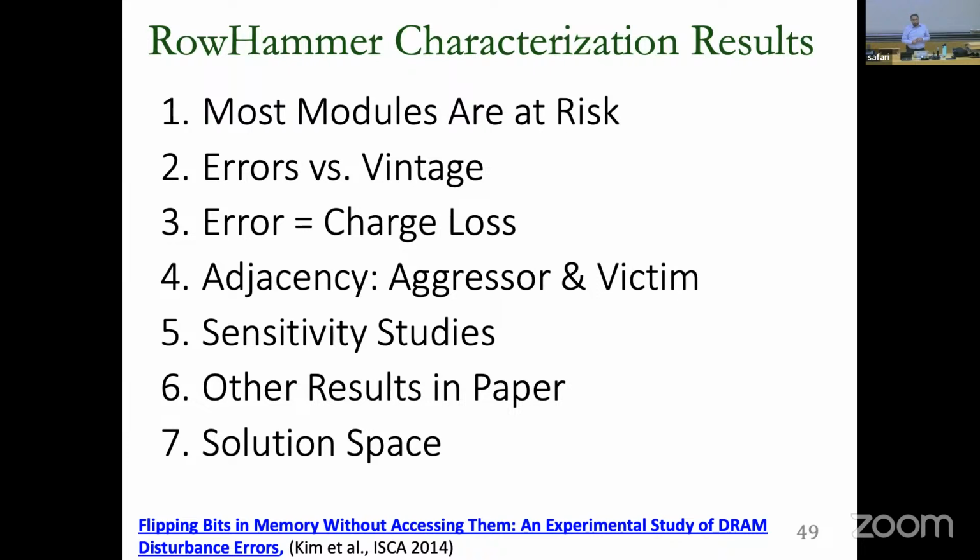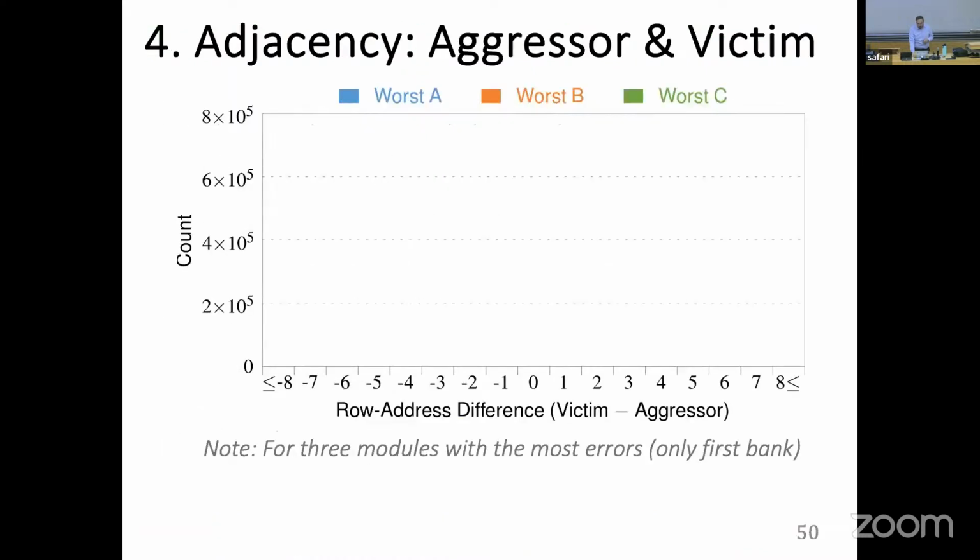You either use old chips that are smaller in capacity and slower, or you need to bear with these errors. And these errors are related to the charge loss, and it has this property of adjacency. Basically, you observe the bit flips in physically nearby locations of the addresses that you access. And there are more sensitivity studies and other results, and there's the exploration of the solution space as well.